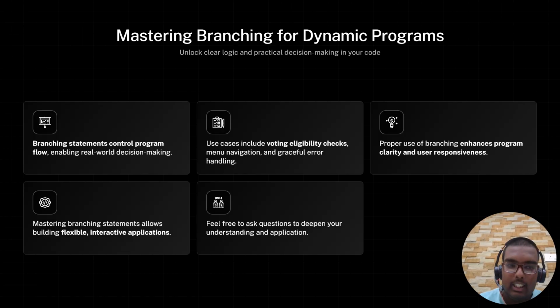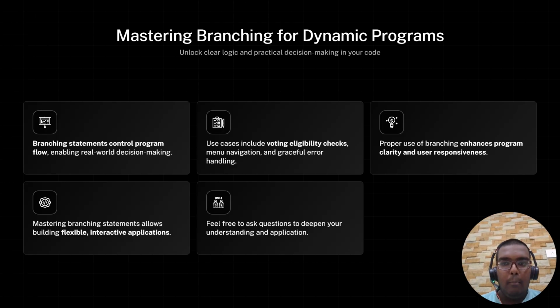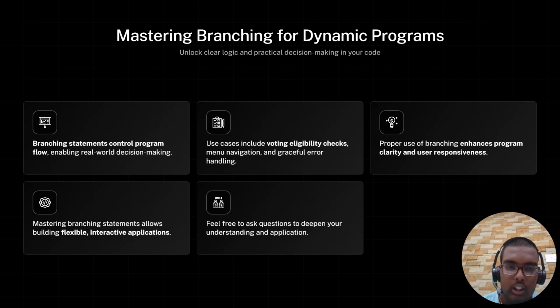Now, what exactly is the use of branching statements? Branching statements control program flow. They are used in voting eligibility checks, menu navigation, and graceful error handling. Proper use of branching statements can improve clarity and help the user know what exactly he is doing. Mastering branching statements allows building flexibility and interactiveness in the given program.